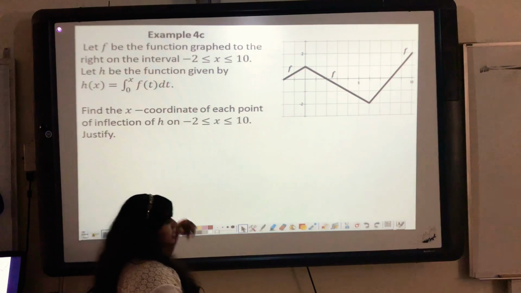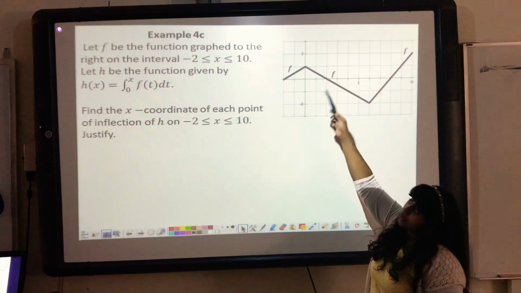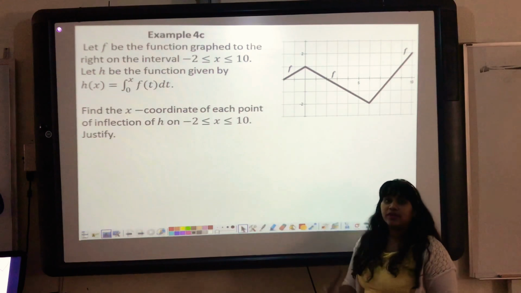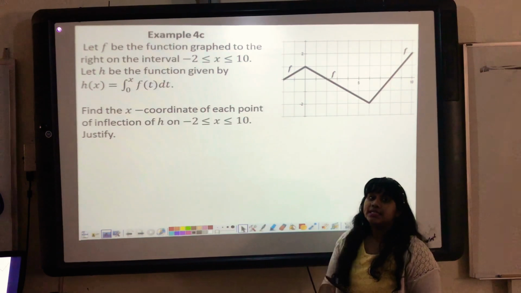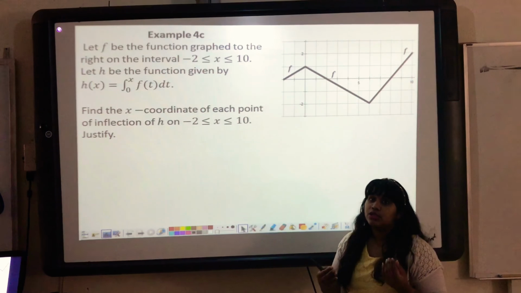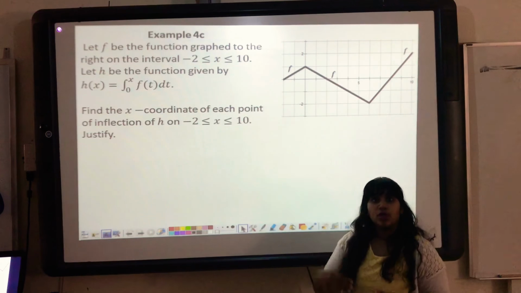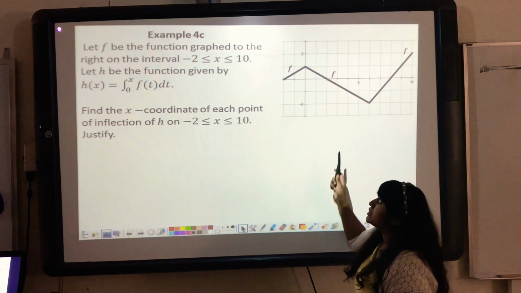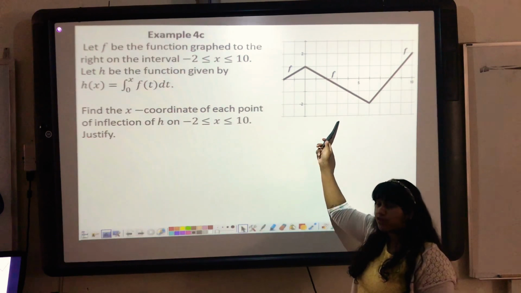Okay, now it wants us to find any x-coordinate on the entire interval where we have a point of inflection. Well, a point of inflection is my second derivative test. The second derivative has to be equal to 0, and it can't just be equal to 0, it has to go from above the x-axis to below, or below the x-axis to above. You have to have a change in concavity. But we aren't given the graph of the second derivative. We're given the graph of the first derivative.